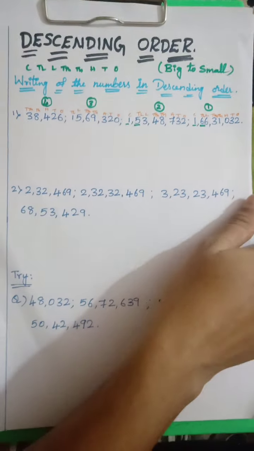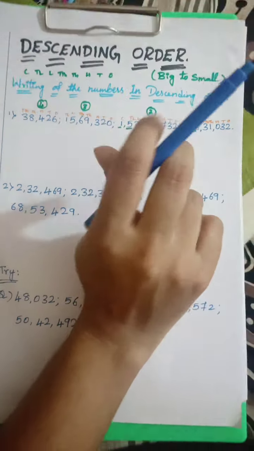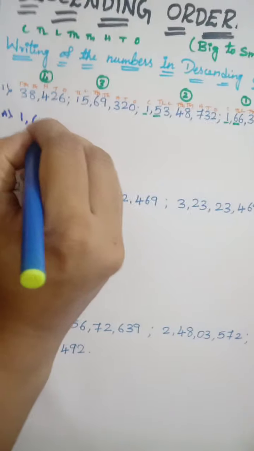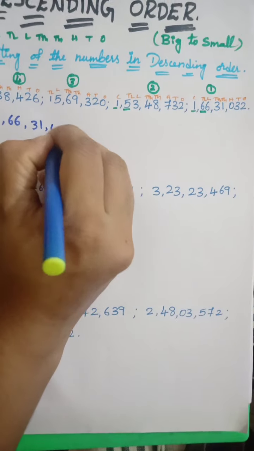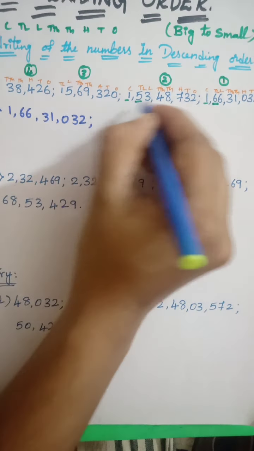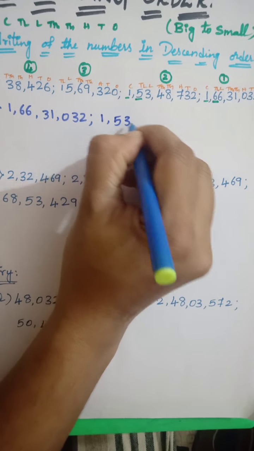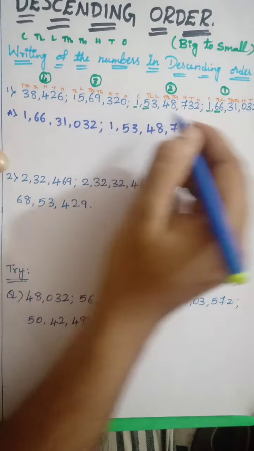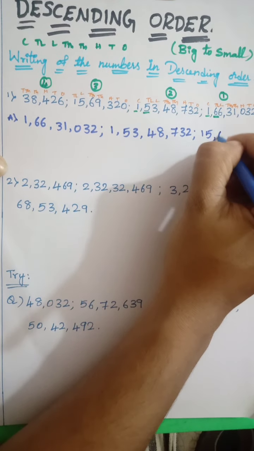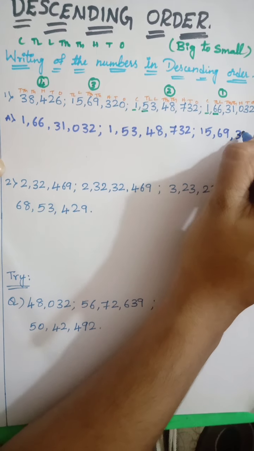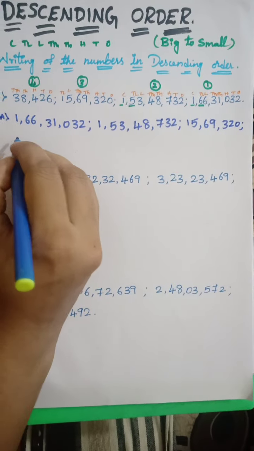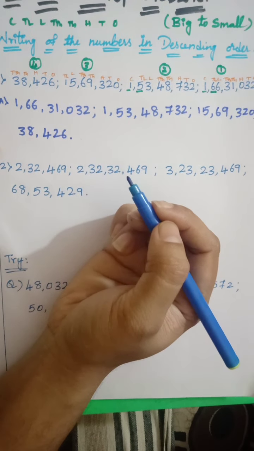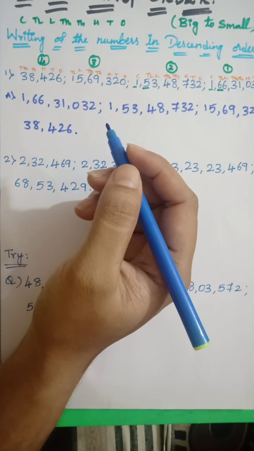Now let me write the answer. The first number will be 1 crore 66 lakh 31,032. Second, 1 crore 53 lakh 48,732. And third number 15 lakh 69,320. And the fourth will be 38,426.